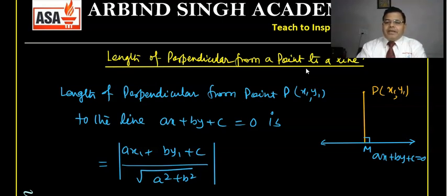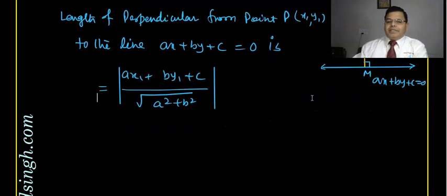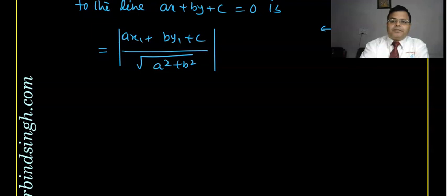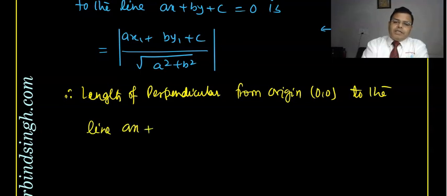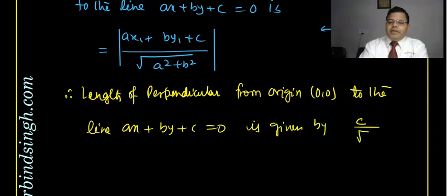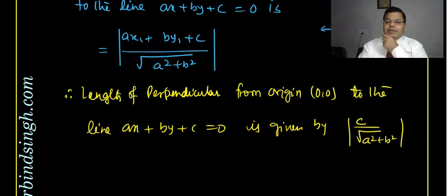In place of (x1, y1), if there is (0, 0), suppose the length of perpendicular from the origin to the line, then what will happen? In place of x1, y1, you will put 0, 0. So this will be 0, this will be 0, and we get c divided by under root a square plus b square. This is what we learned in the previous class. Therefore, the length of perpendicular from the origin (0, 0) to the line ax plus by plus c is equal to 0 is given by c upon under root a square plus b square. This is what we have proved earlier.